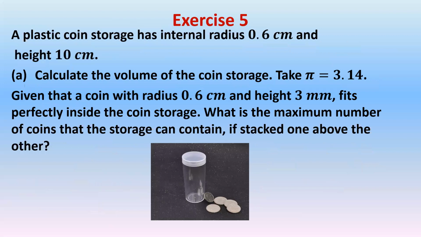Exercise 5. A plastic coin storage has internal radius 0.6 centimeters and height 10 centimeters. Part A, calculate the volume of the coin storage. Take pi to be 3.14. Given that a coin with radius 0.6 centimeters and height 3 millimeters fits perfectly inside the coin storage, what is the maximum number of coins that the storage can contain if stacked one above the other?